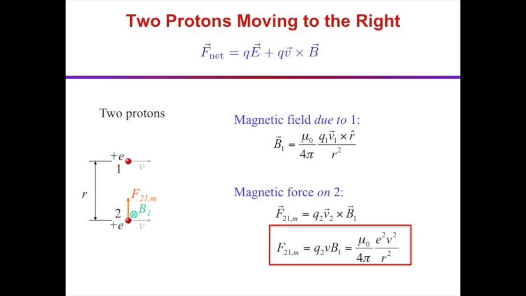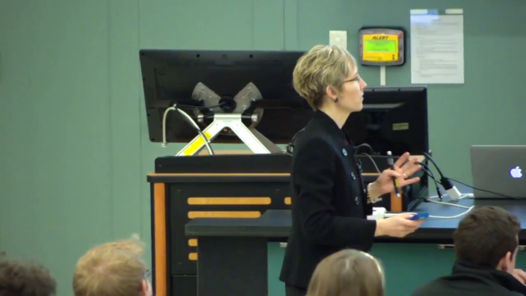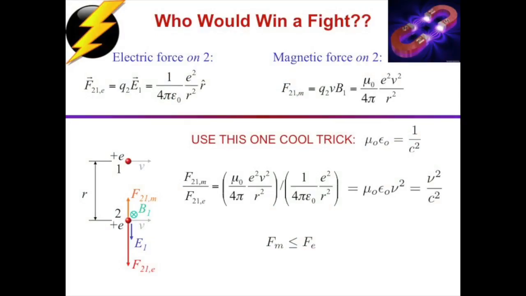Okay, the main thing that I want you to get out of this is that the magnetic force depends not only on mu naught, but also on that velocity. Okay? All right, so putting them together. So now let's compare. Who would win in a fight? I have the electric force in this corner, and I have the magnetic force in this corner.